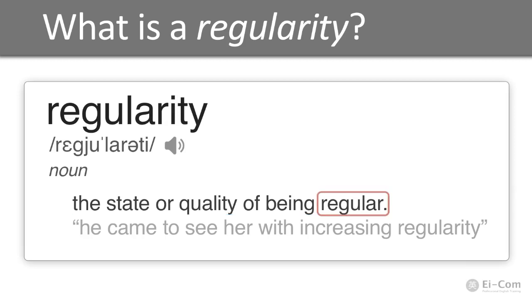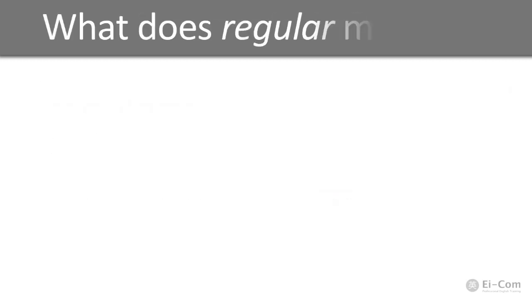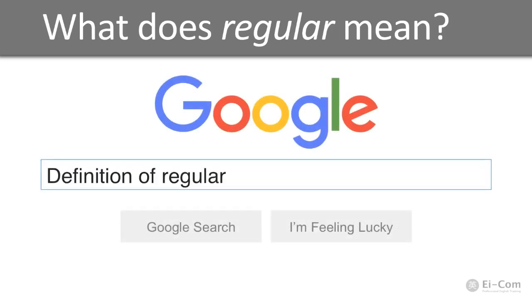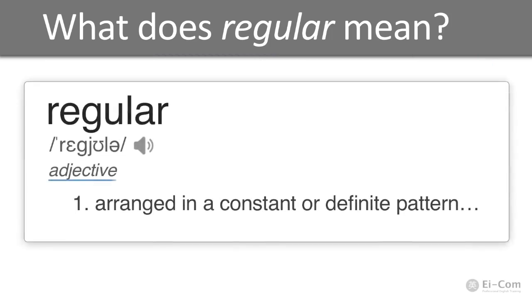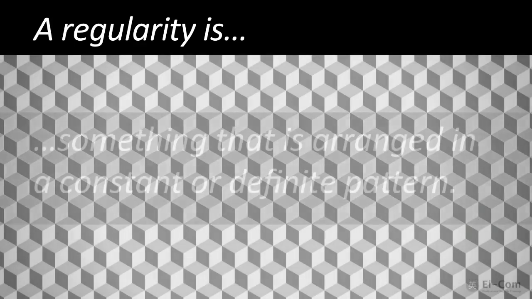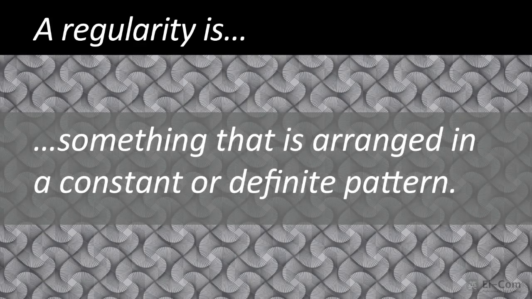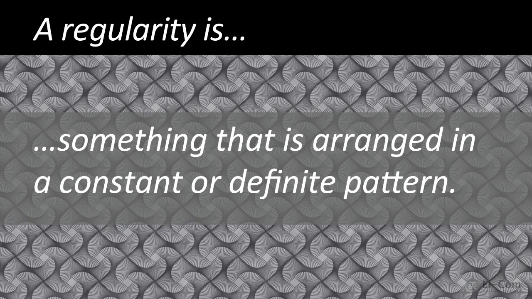Now let's look at this word, regular. What does regular mean? Again, if we use Google, we can see that the word regular is an adjective, which means arranged in a constant or definite pattern. So, a regularity is something that is arranged in a constant or definite pattern.